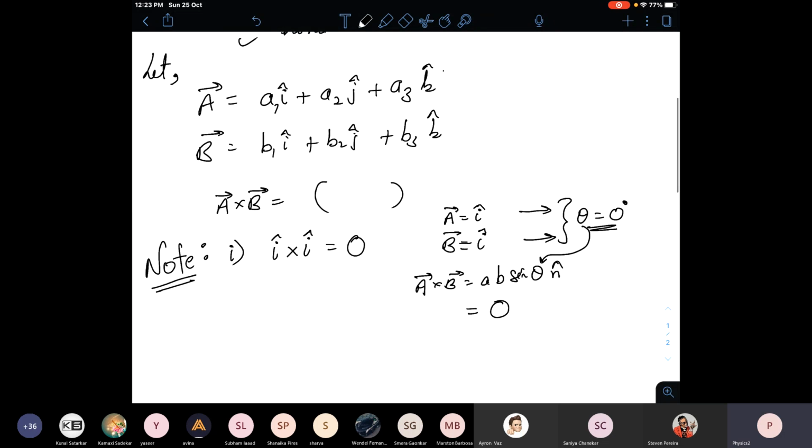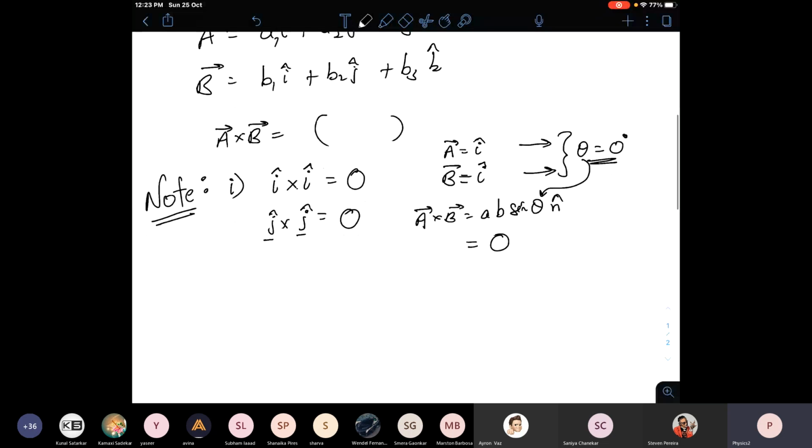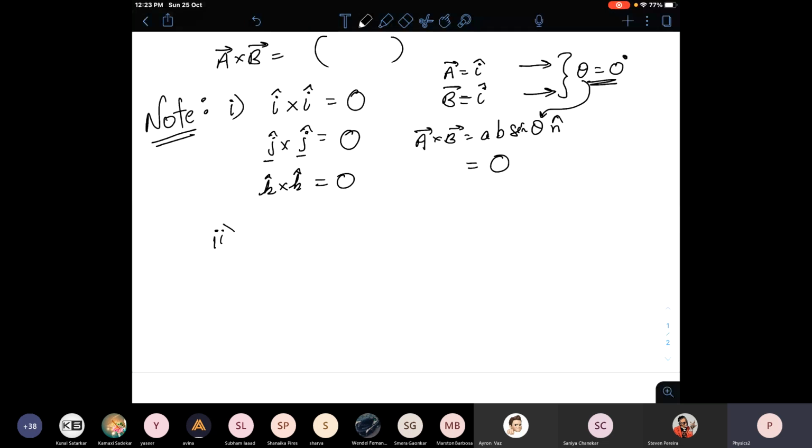Okay, similarly, j cap cross j cap will also be equal to 0 because again the angle between these two vectors is how much? It is 0 degree. So the cross product will be 0. Then again k cap cross k cap will also be equal to 0. Okay, so this thing you have to remember, that cross product of same unit vectors is 0. Okay, in dot product it was not the case. Okay, in dot product it came out to be 1. Okay, but in cross product it is 0. है ना? अच्छा, let's see another note.